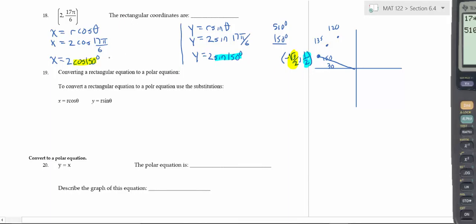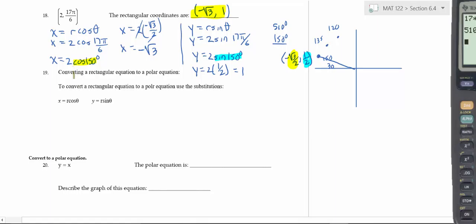All we'd have to do then is work out x equals 2 times negative square root of 3 over 2. So x equals, the 2's cross out, leaving negative square root of 3. And then for the sine, y equals 2 times 1/2, which is equal to 1. So that would be the rectangular coordinate. You could use that diagram if you want to.